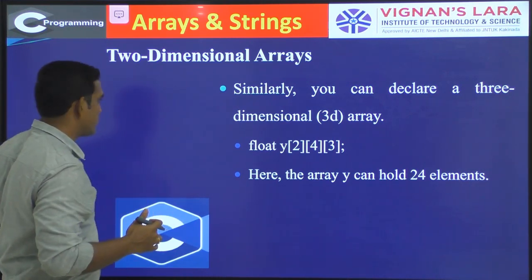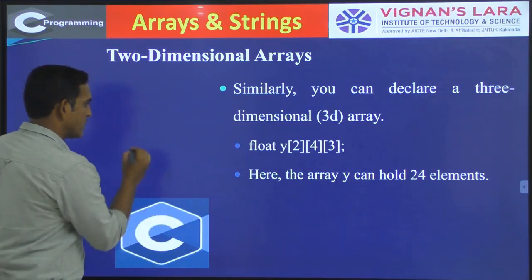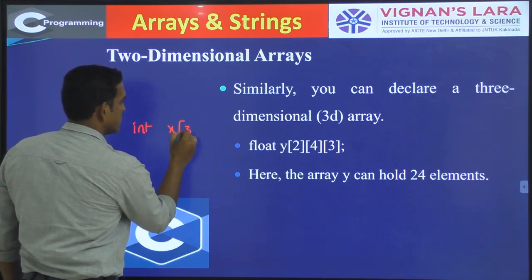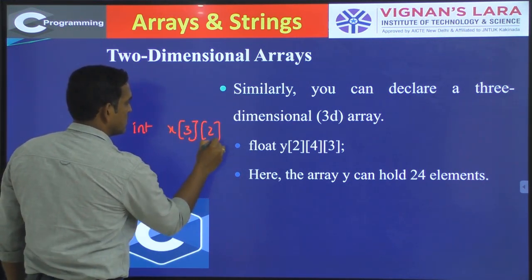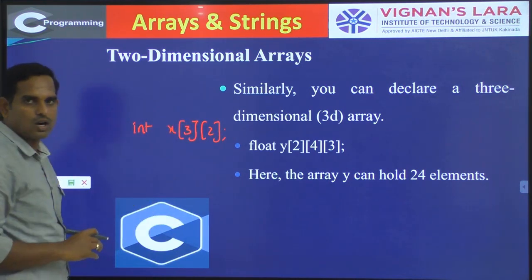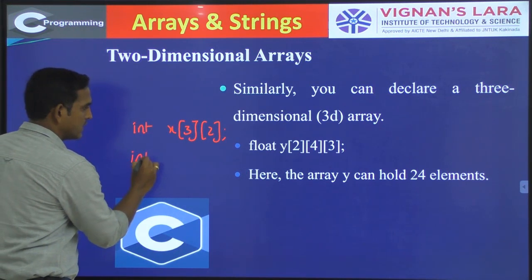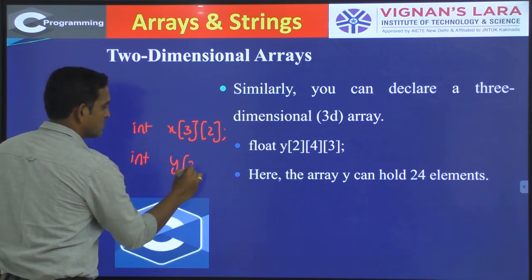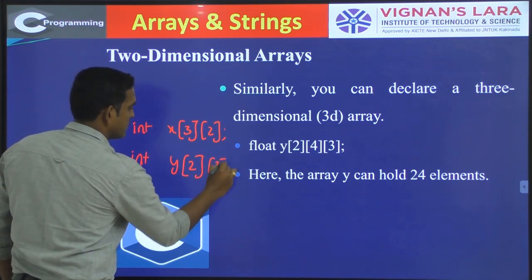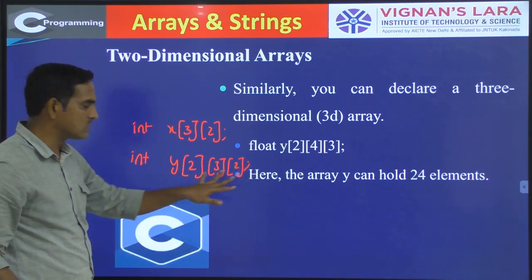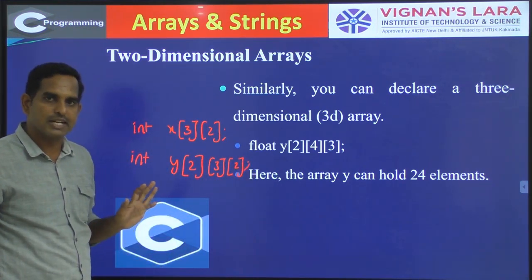Okay, so when you see a two-dimensional array, you are declaring it in this manner: int x[3][2], which means 3 rows and 2 columns. This will be a two-dimensional array. If you go for more than one dimension, say y[2][3][2], since you have 3 dimensions, we call this a 3-dimensional array.